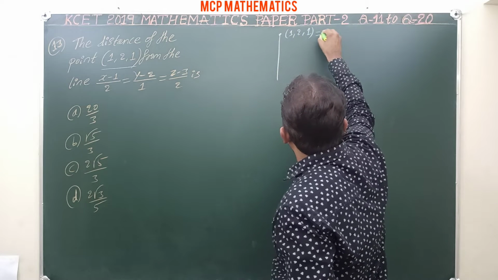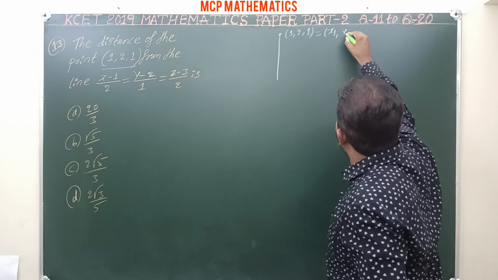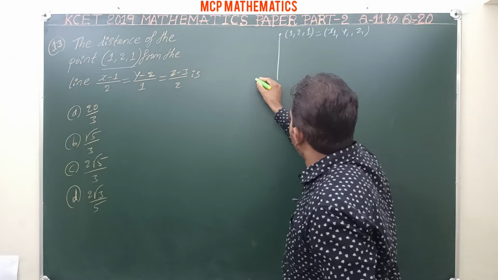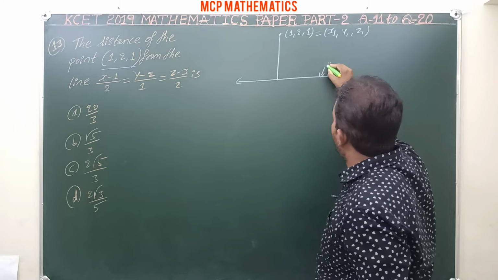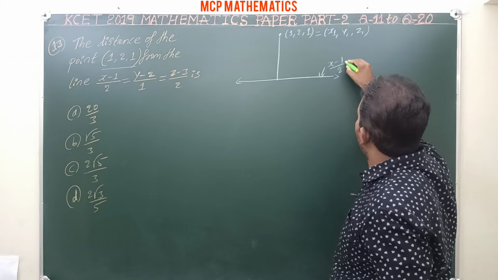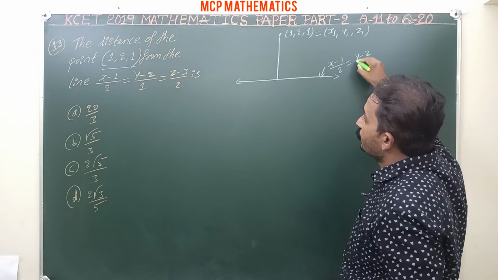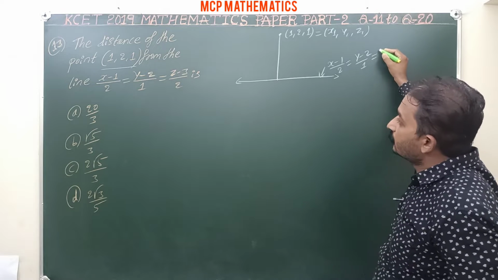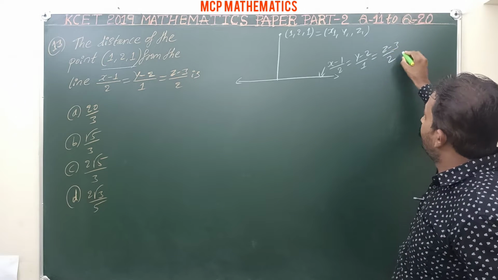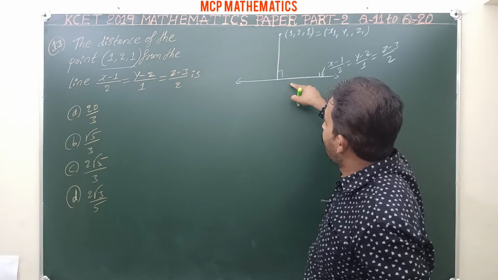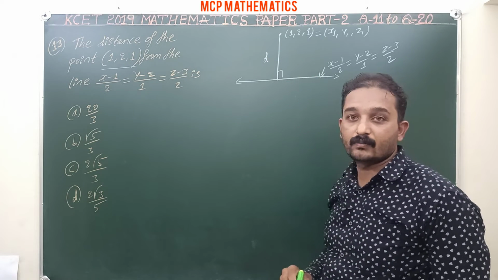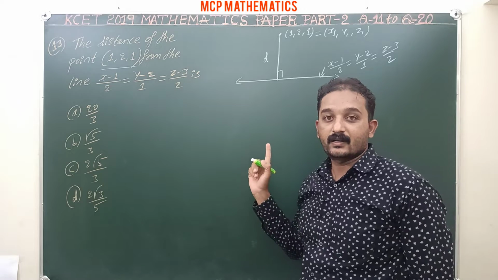This is x1, y1, z1, from the line. The line equation is given: x minus 1 by 2, y minus 2 by 1 is equal to z minus 3 by 2. So we have to find the distance of this point from the line, D. So using the formula we have to find the answer to this question.